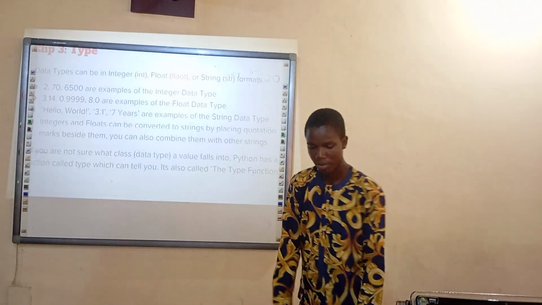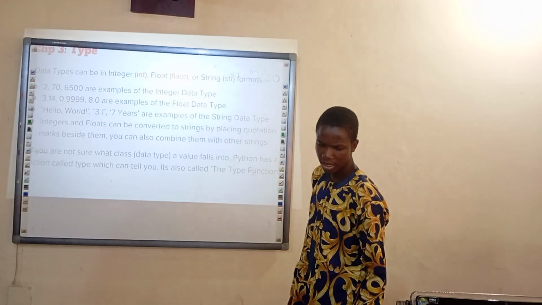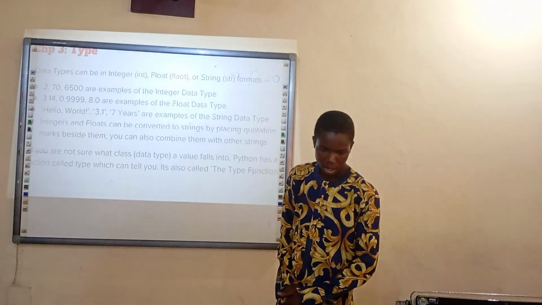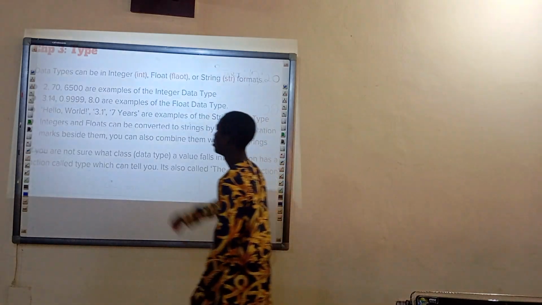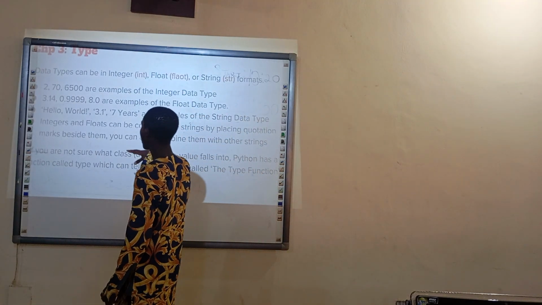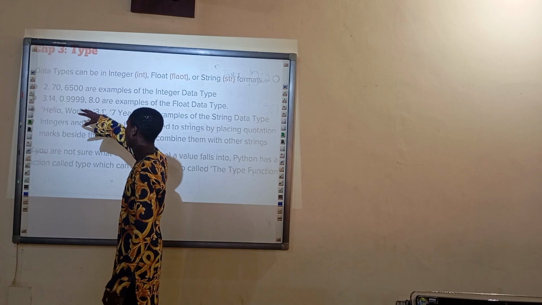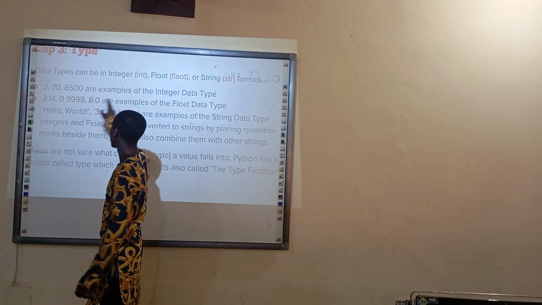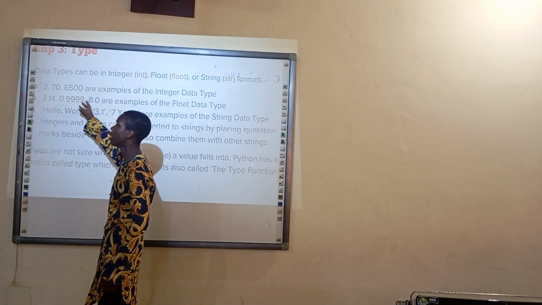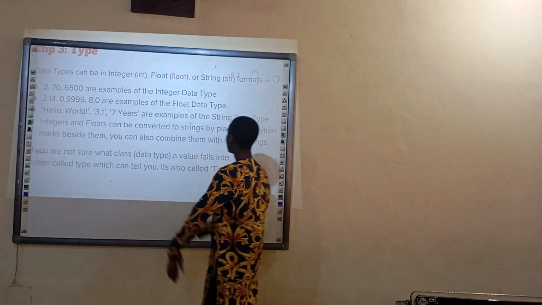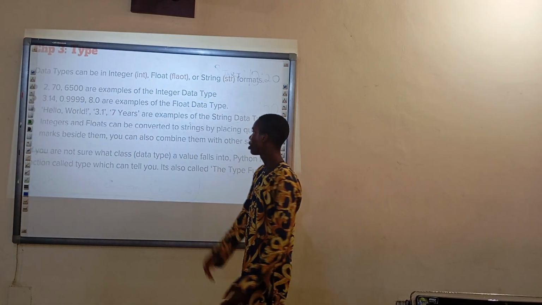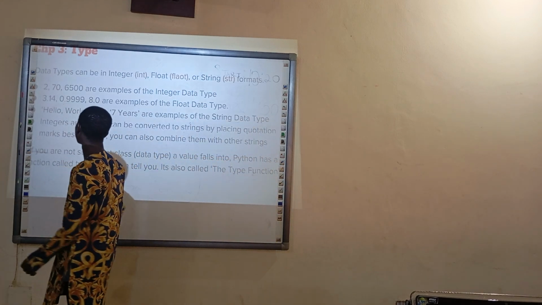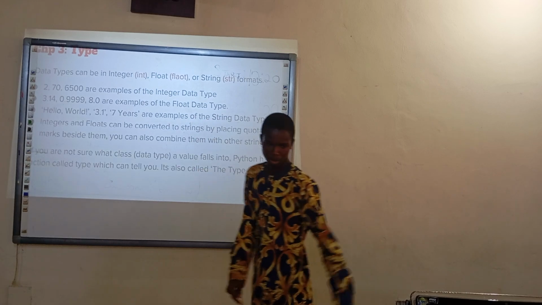So chapter 3, we talk about data types. We have three major data types: integers, strings, and floats. Integers are your whole numbers, while floats have decimal points, or floating points. These are called floats because they have decimal points. Strings are basically your data that are placed inside quotation marks, used to represent text.